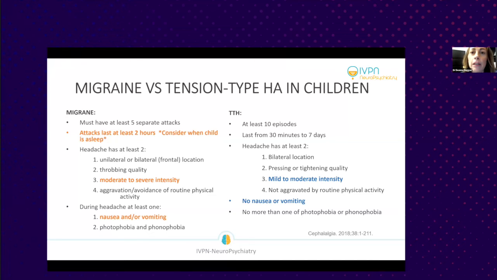But one of the main symptoms involved with migraine that's a giveaway is nausea or vomiting. With tension type headache, absolutely no nausea or vomiting can be experienced by the child. With the presence of nausea or vomiting, tension type headache is excluded per the criteria. And then for migraine, sensitivity to light and noise, whereas with tension type headache, the child cannot experience more than one of photophobia or phonophobia.